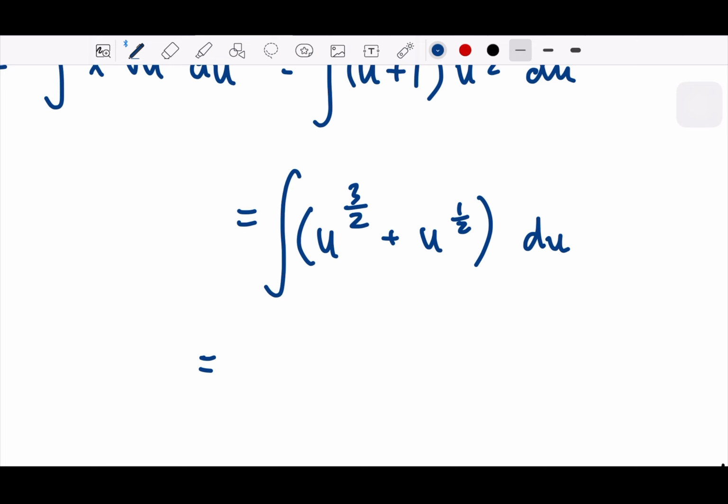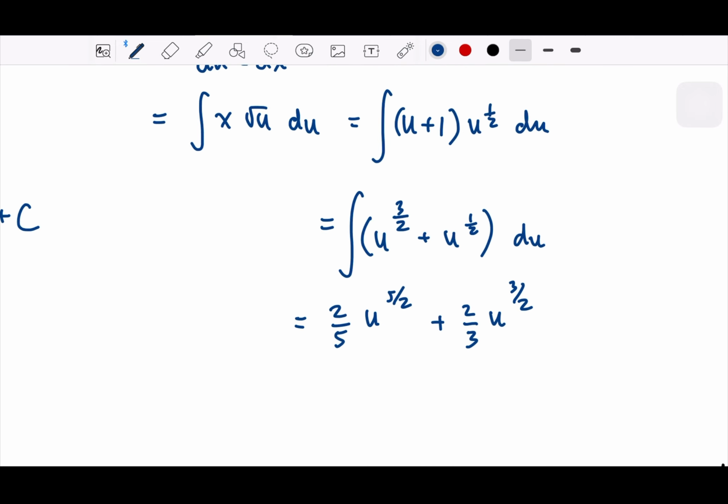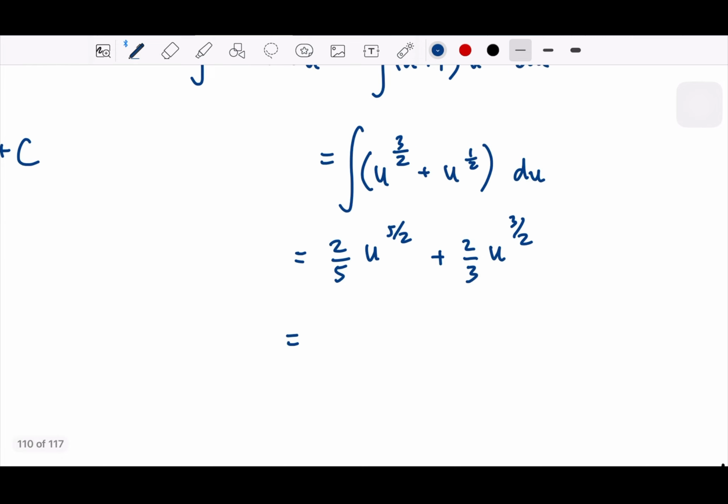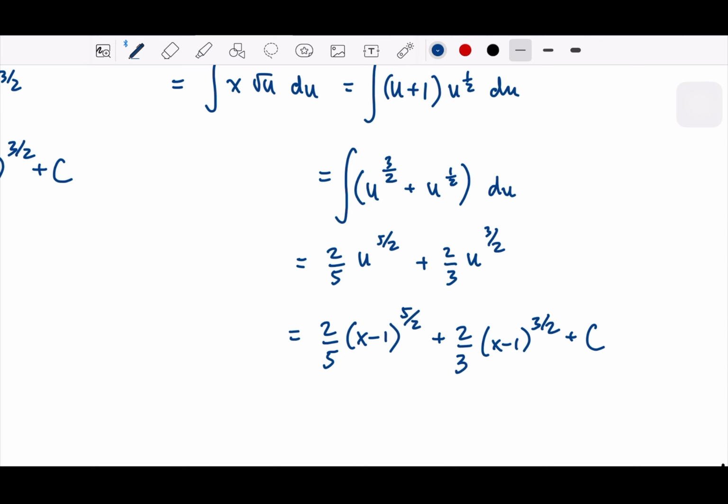So this will be plus 1 is 5 over 2. So 2 over 5, u to the 5 over 2, plus 3 over 2, so 2 over 3, u to the 3 over 2. And then what happens next is we change the u back into x, so we can write it just like that.